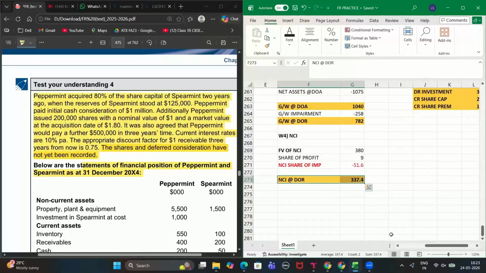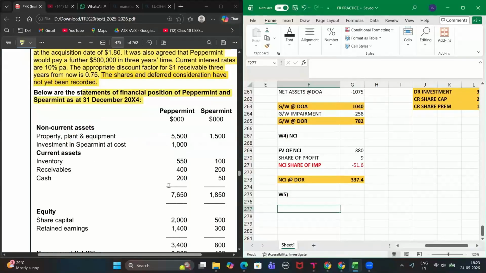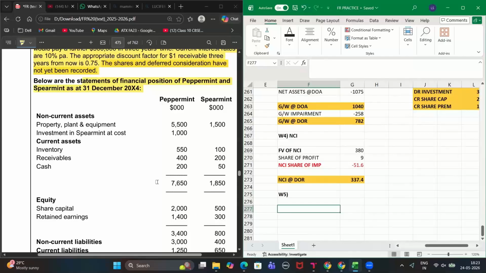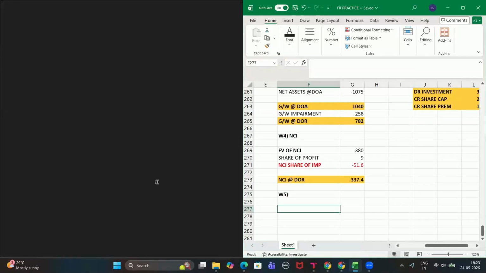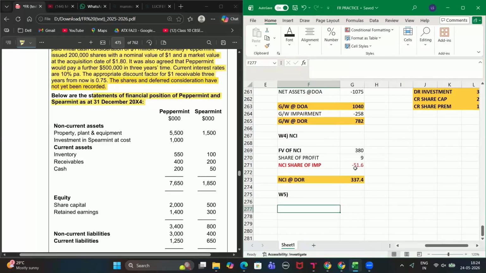Okay, so let's move on to working 5. Are you guys ready? We have working 5. What is working 5? Group retained earnings. So what is the first thing that we'll take into consideration here in group retained earnings?